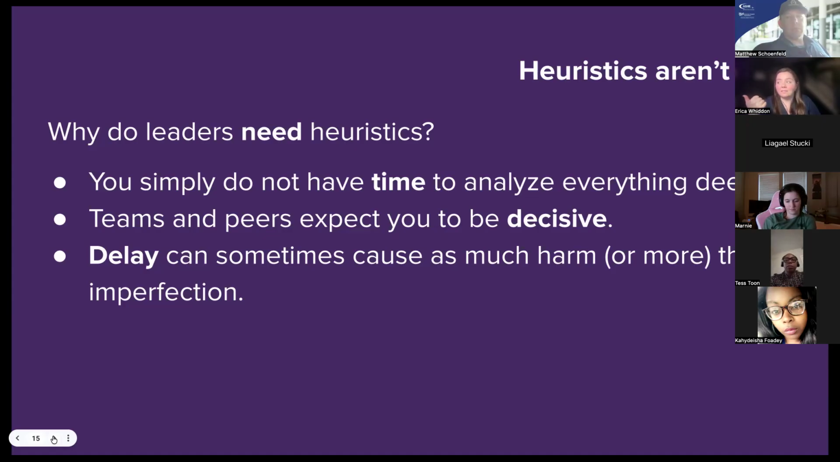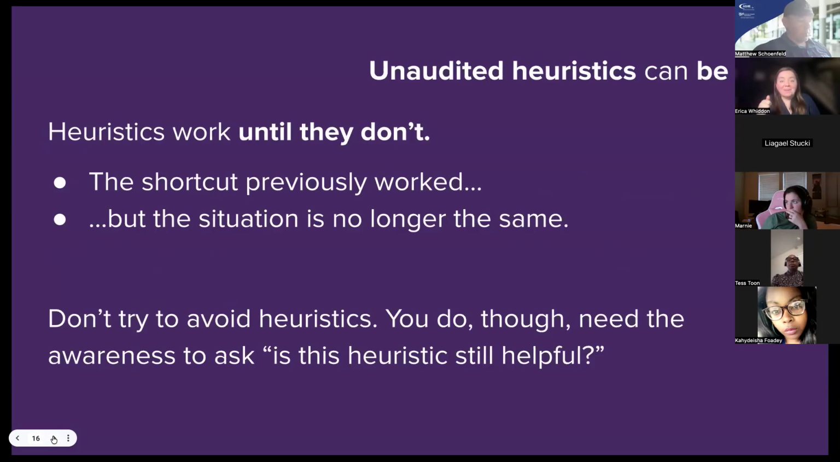And delay can be as much of a problem as making the wrong decision. I was talking to somebody recently about something, and he said, well, that person's lack of a decision is a decision in itself, right? And if you delay, that's also a decision. And so we want to know that there are times that we are going to have to make quick decisions, and heuristics are what let us do that. The thing is, we need to audit them.